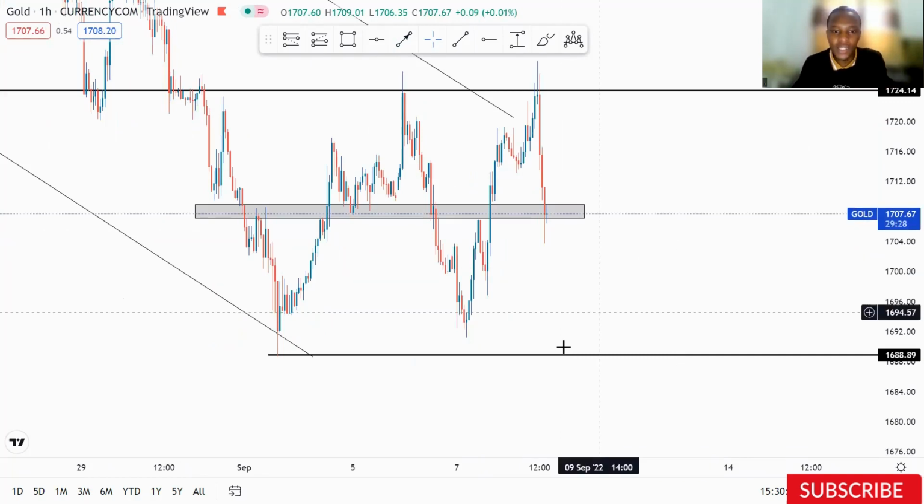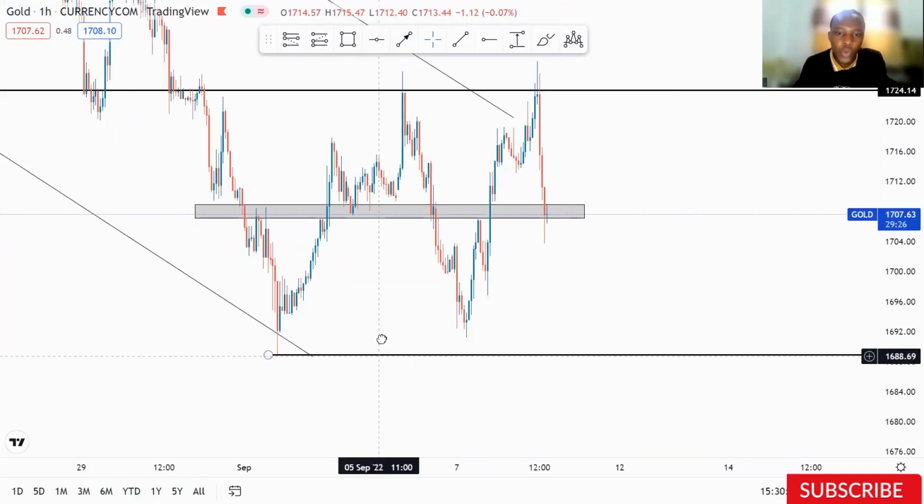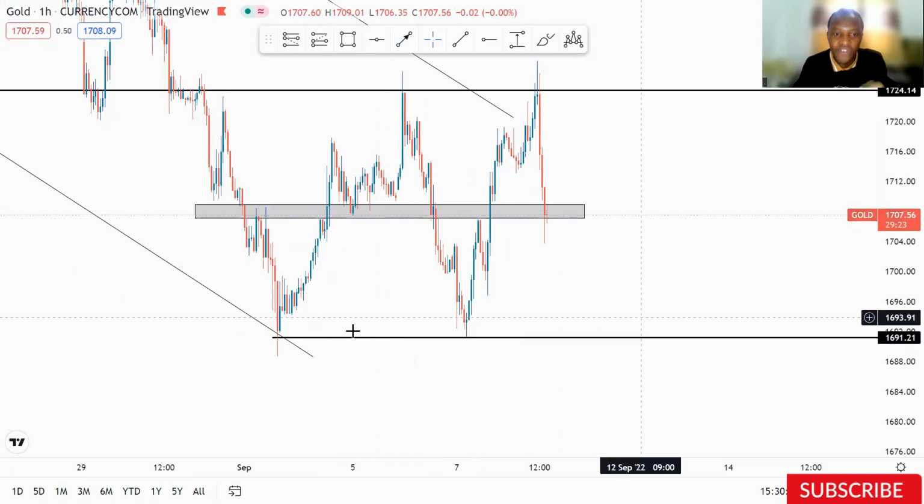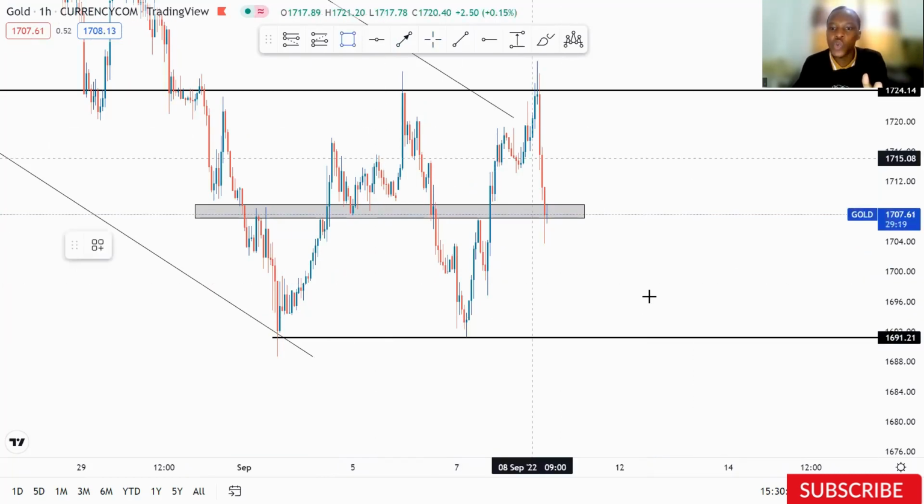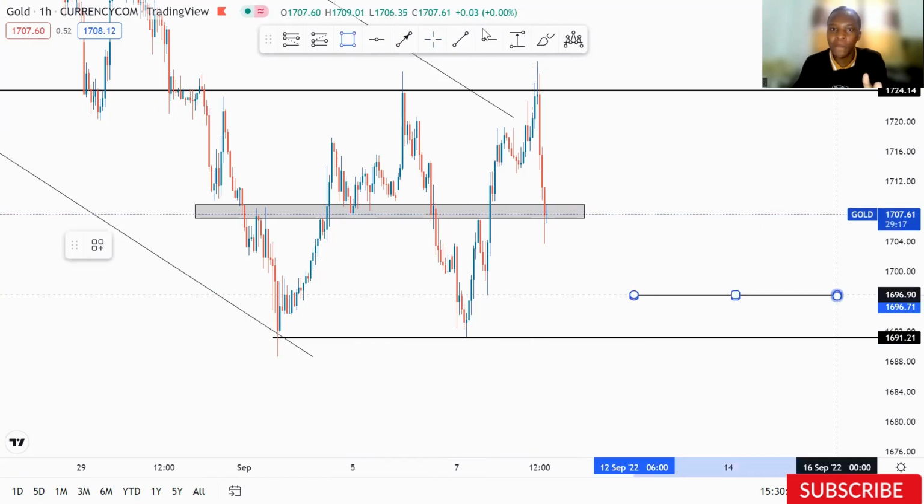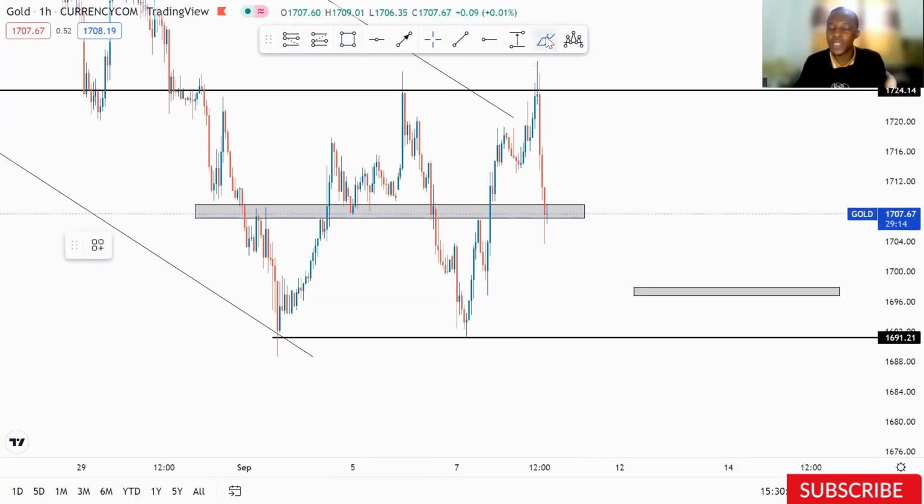So if you look at this, this is a support level that gold has been respecting. It failed to break it two times. So a buy limit is you having a support level like this. And remember, I said it's compatible with reversals.